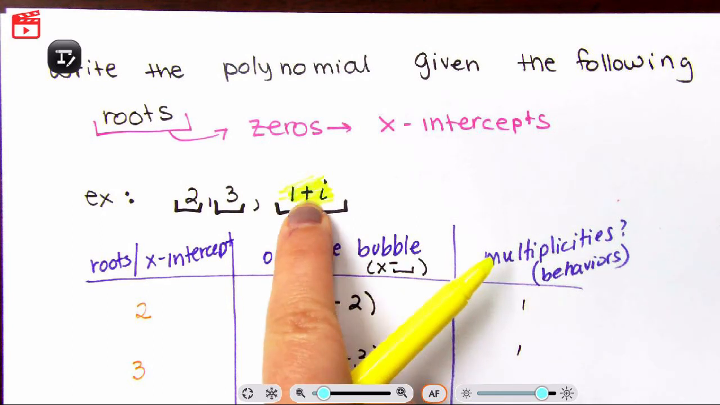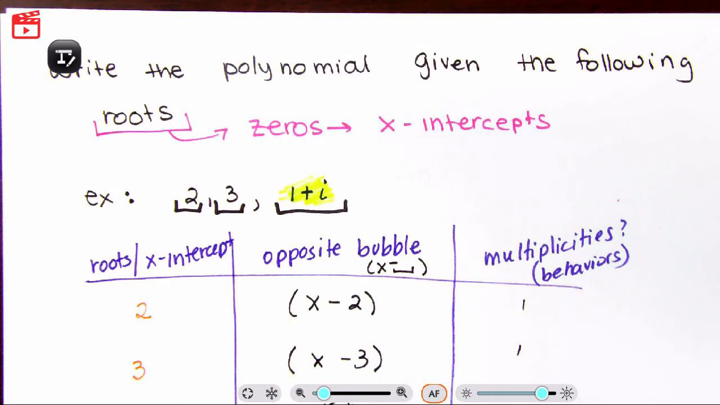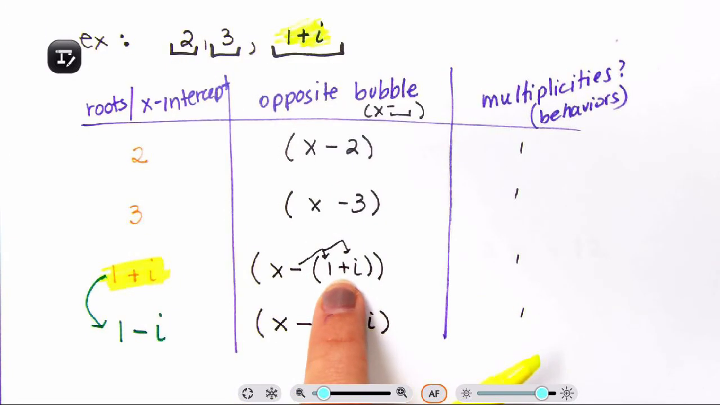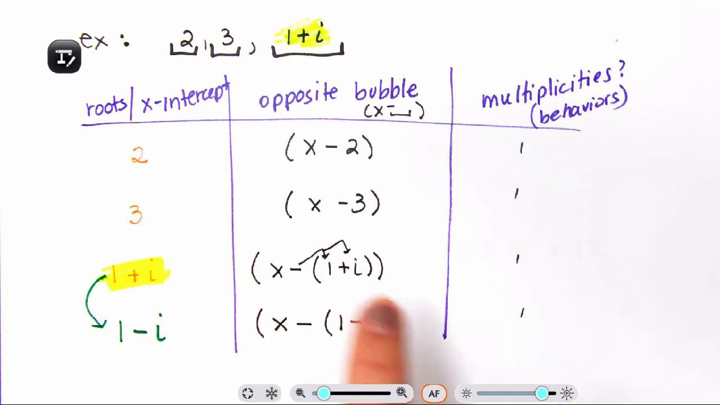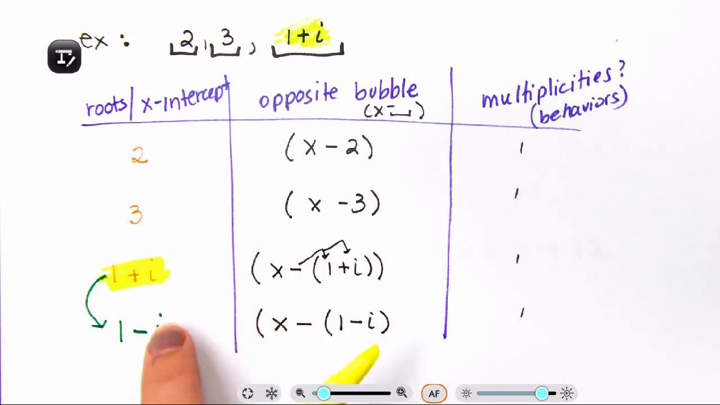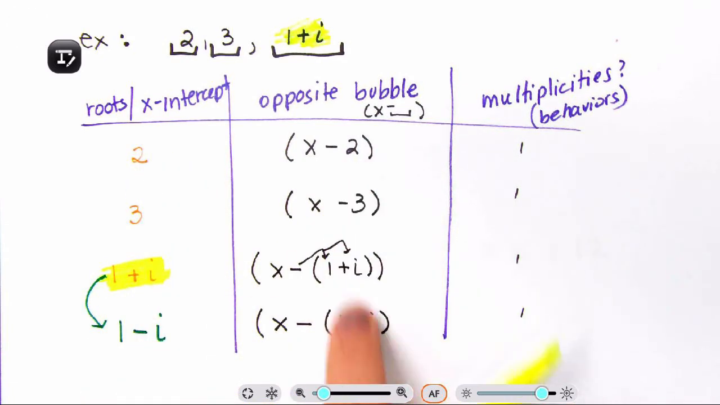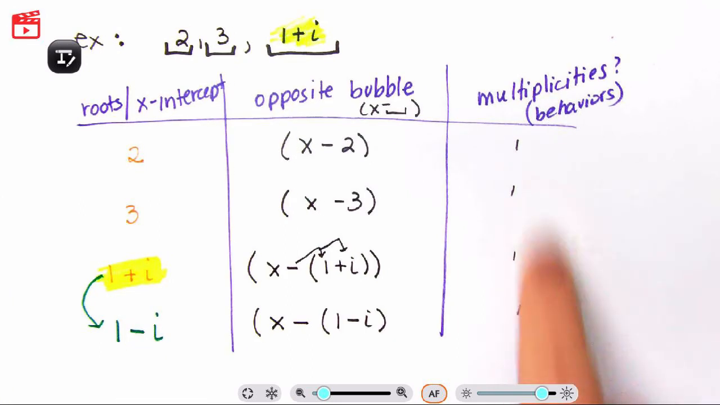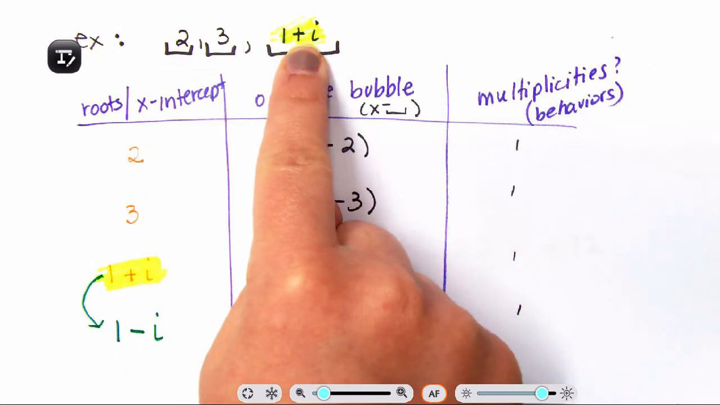Conjugates are just a different symbol in the middle. If it's a plus in the middle, you change it to a minus. If it's a minus, you change it to a plus. How are we finding out what our bubbles are? You're going to do exactly the same thing that you did when you were writing a polynomial from your graph. Here are your zeros. Make sure you have the conjugate as well. You're going to do the opposite bubble, meaning x minus whatever you see. Make sure you are distributing that negative with your 1 plus i and 1 minus i. They did not tell me I have multiplicity of anything, so that means my behaviors are 1.